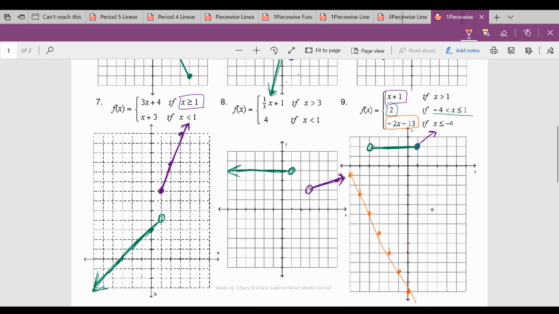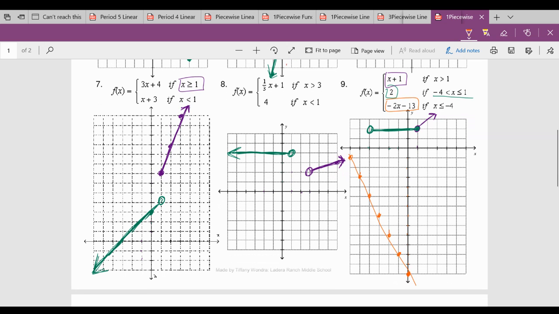And then it says this is true when x is less than or equal to -4. Here's -4, less than or equal to, so I'm going to have a closed circle, and I want all the values to the left of -4. And this is actually going to create an increasing line, but it's okay because everything is still less than or equal to -4.